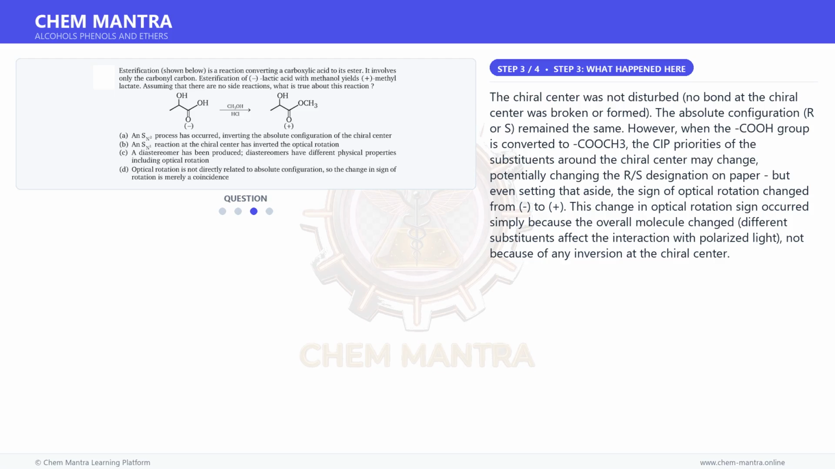The chiral center was not disturbed, no bond at the chiral center was broken or formed. The absolute configuration, R or S, remained the same. However, when the CH2OH group is converted to CH2OR, the CIP priorities of the substituents around the chiral center may change, potentially changing the R/S designation on paper, but even setting that aside, the sign of optical rotation changed from dash to plus.